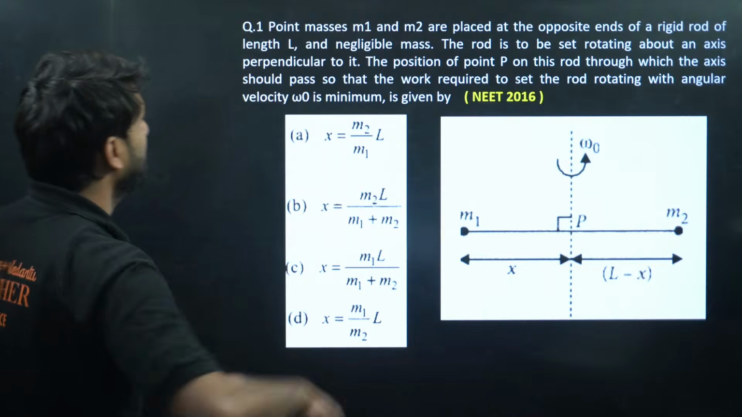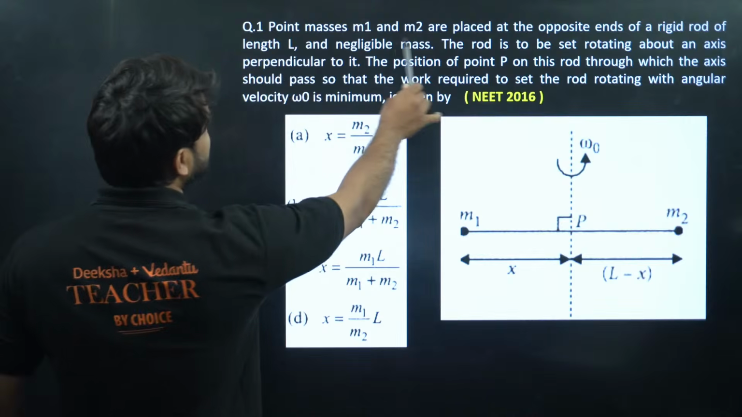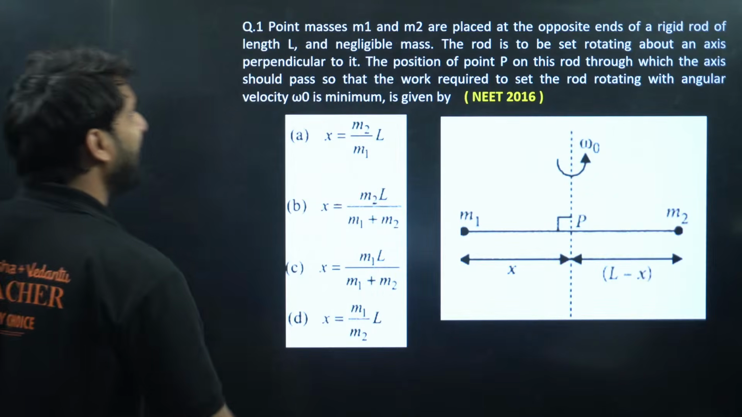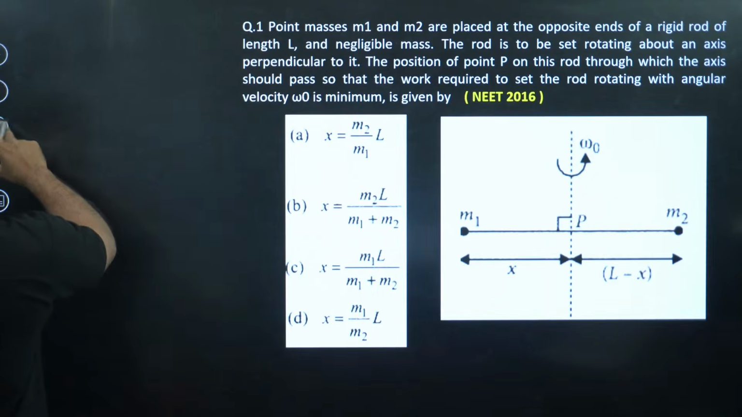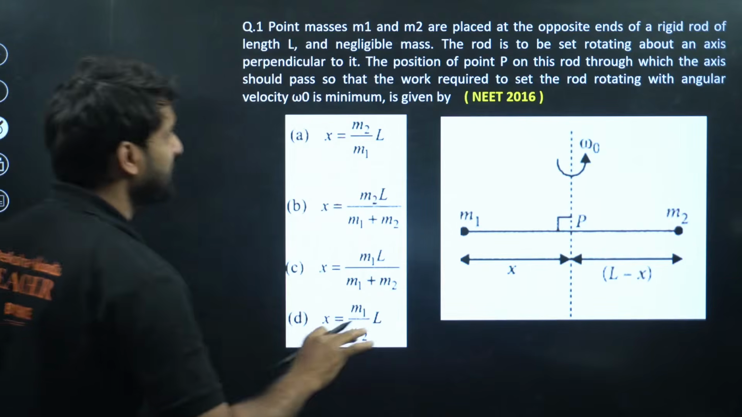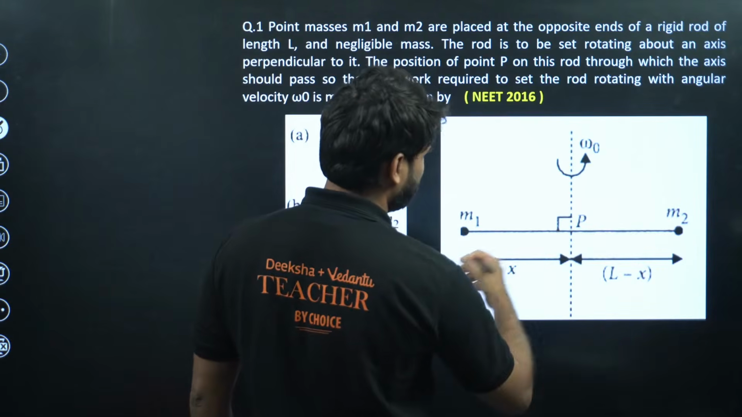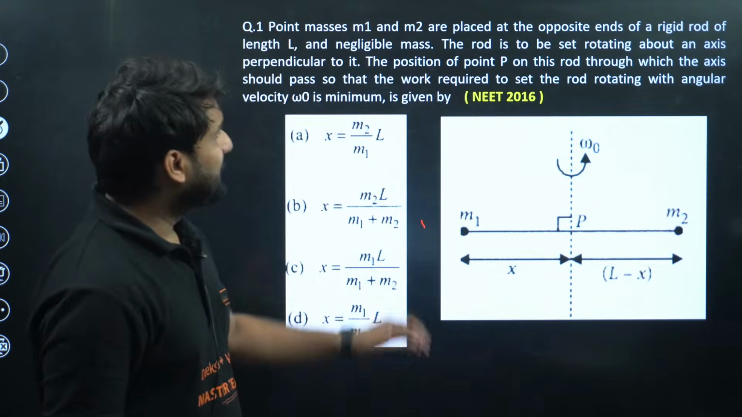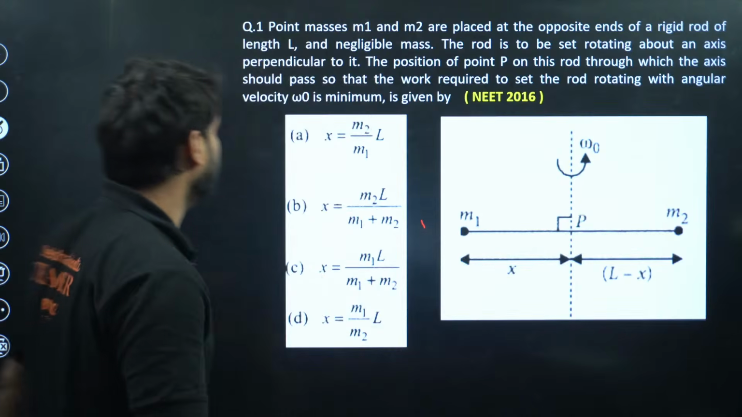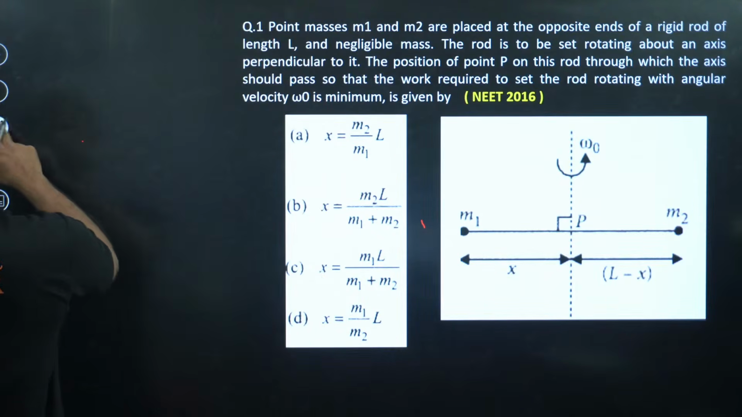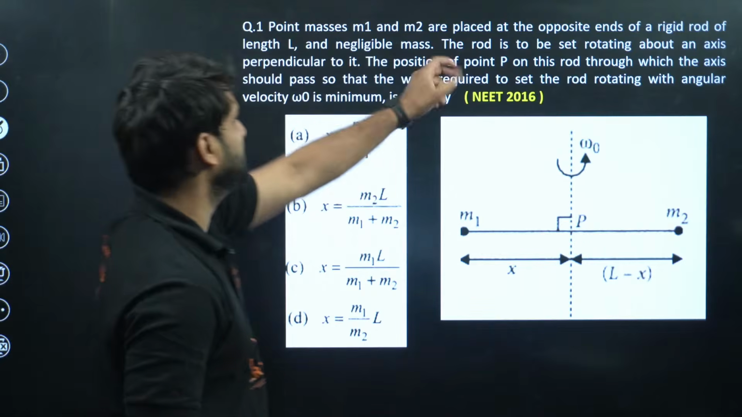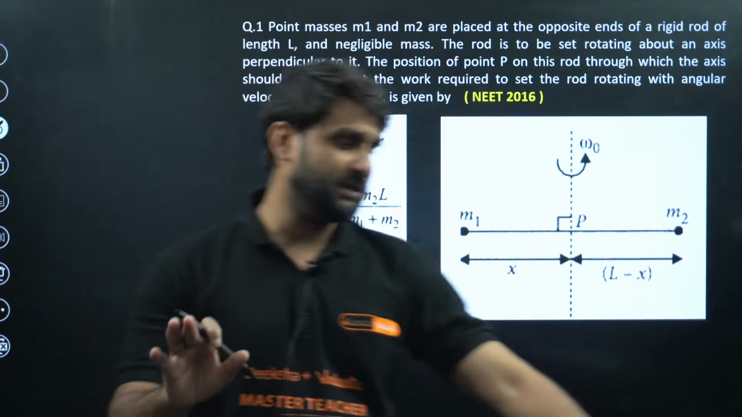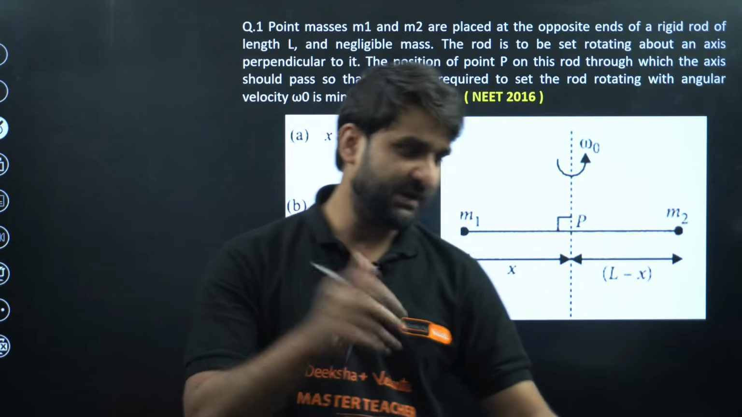So let's solve. The question is: point masses M1 and M2 are placed at the opposite ends of a rigid body of length L. This is the rigid body, let's say a rod, and two point masses M1 and M2 are attached at the ends. The rigid body of length L is negligible in mass, so we are not considering the mass of this rigid body. We have to consider only the masses M1 and M2 which are connected.